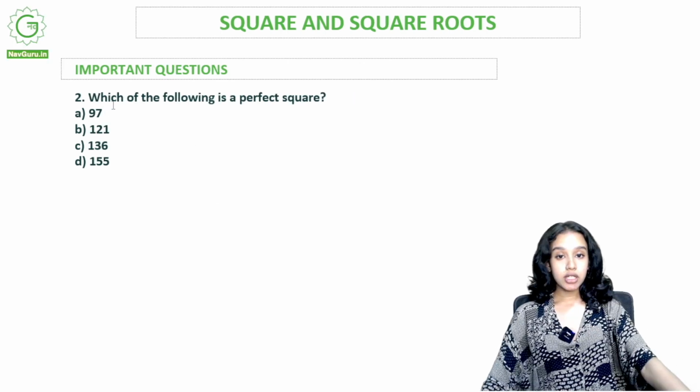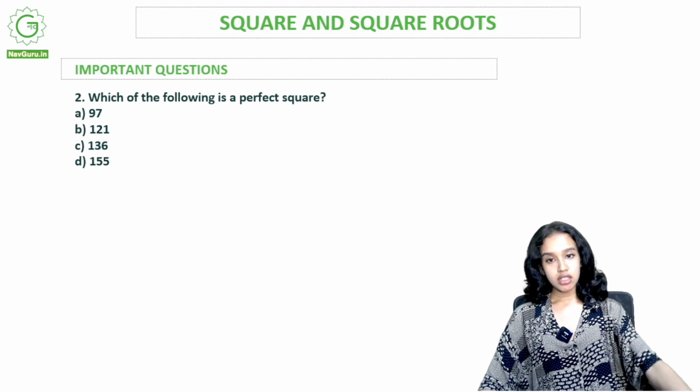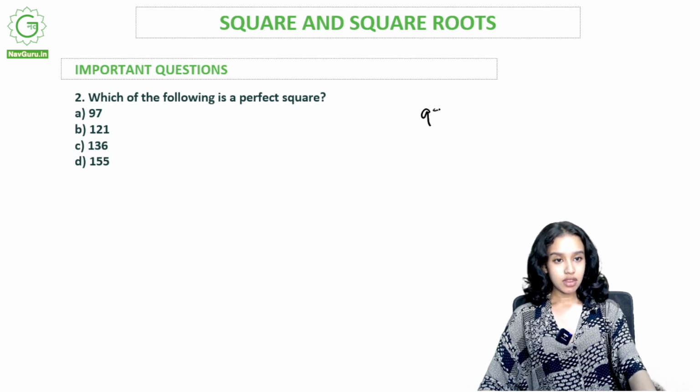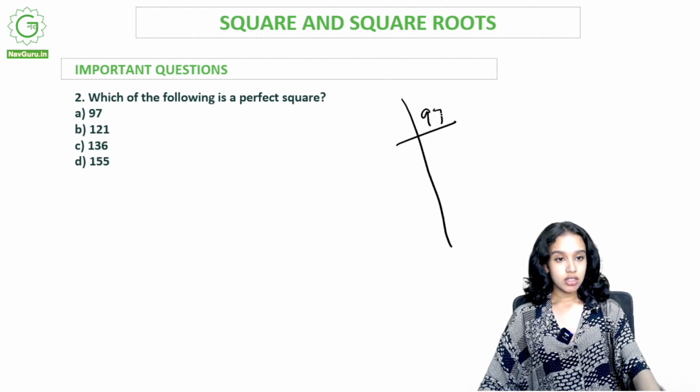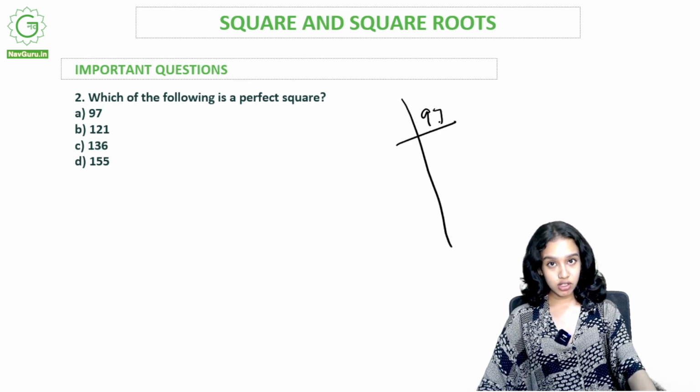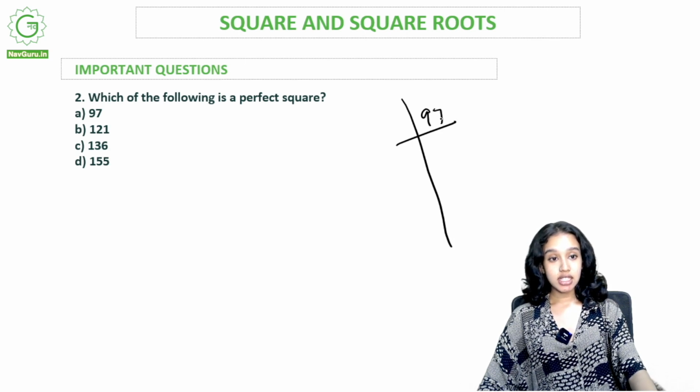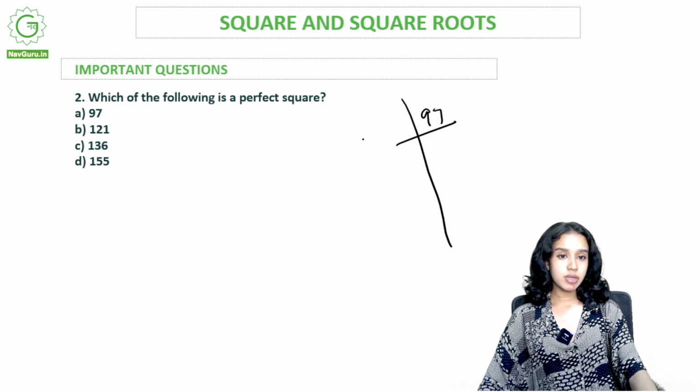Now, which of the following is a perfect square? So how do we know when a number is a perfect square? There are different types of methods, but let's see. 97. Let's do the prime factorization here. Is 97 divisible by 2? No, it's not. What else? Is it divisible by 3? 9 plus 7 is 16. No, 3 is also not divisible. What else? 5? No. 7? No. So let's keep it there.